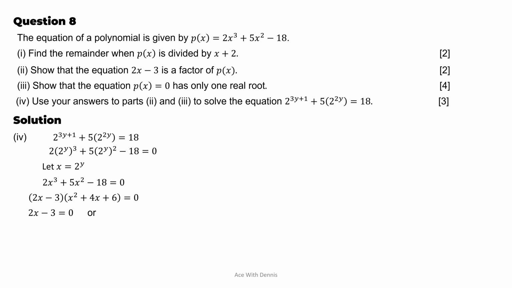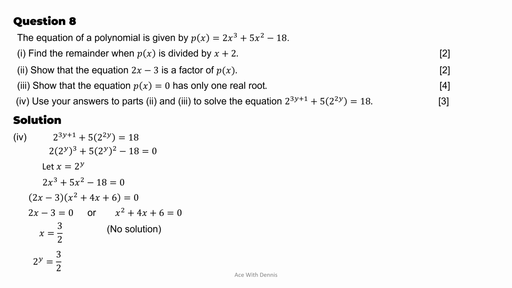So 2x minus 3 equal to 0, or x squared plus 4x plus 6 equal to 0. x equal to 3 over 2, and for the next answer, we don't have any solution. So now we only focus on the first solution.